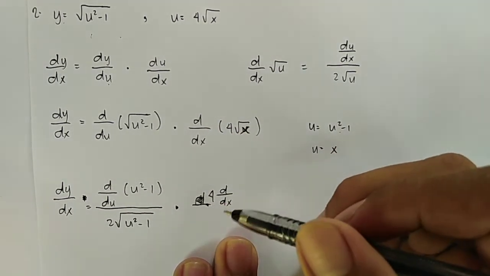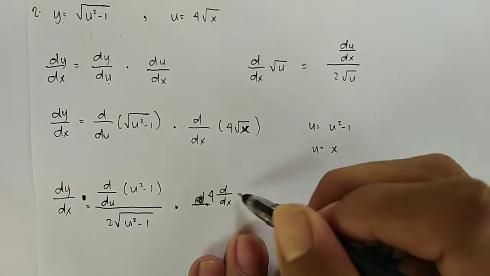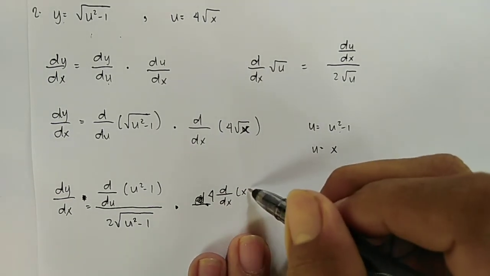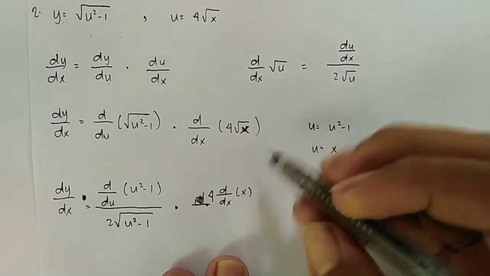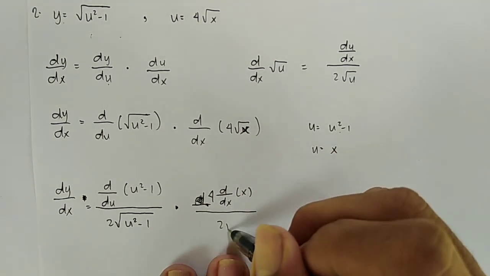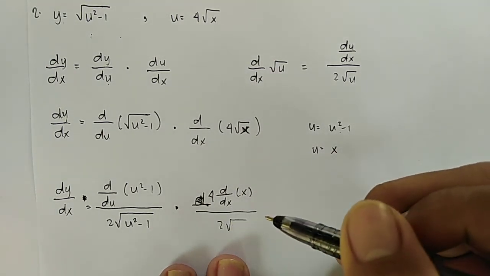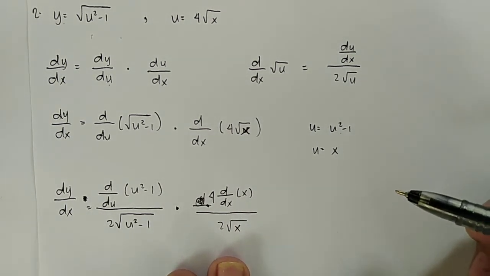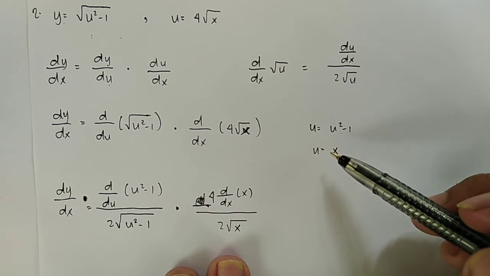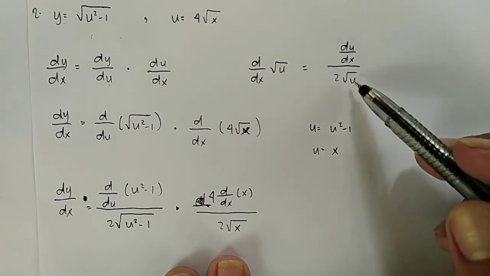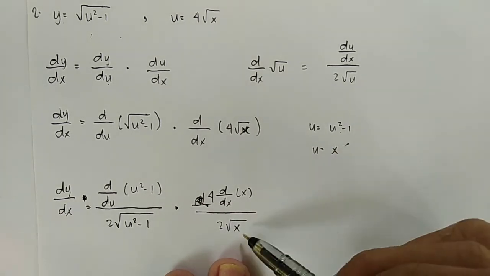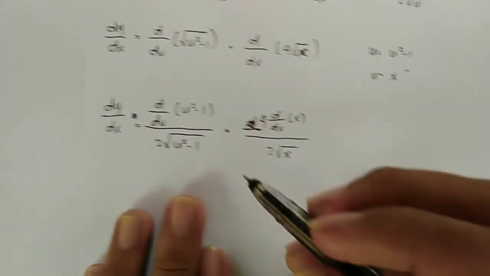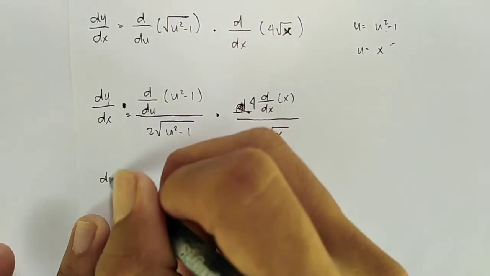notation for derivative. So, derivative of the x in terms of x, then all over 2 square root of x. So yan lang. Since yung u natin diyan ay equal to x, kaya naging 2 square root of x. So pagkatapos ay simplify natin yan.